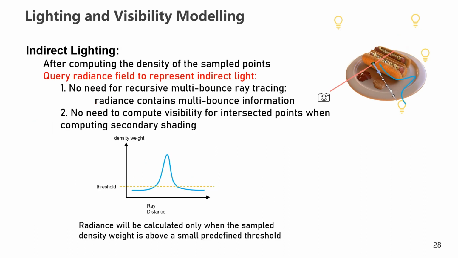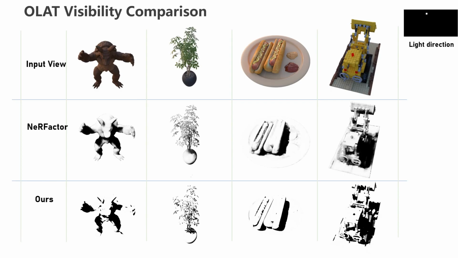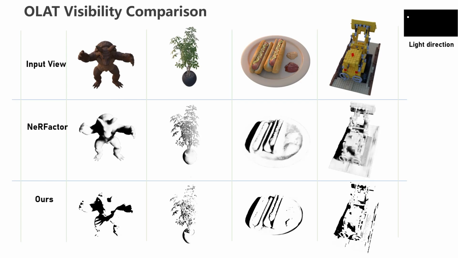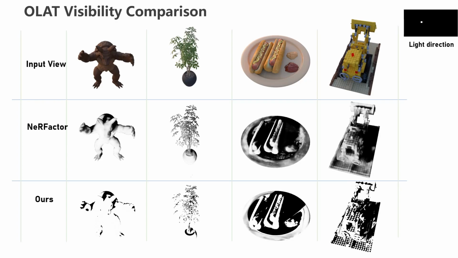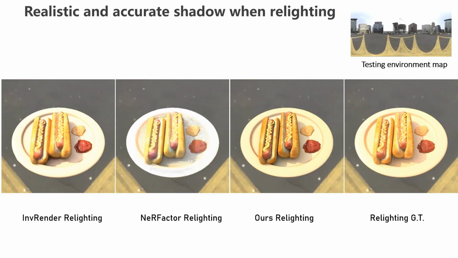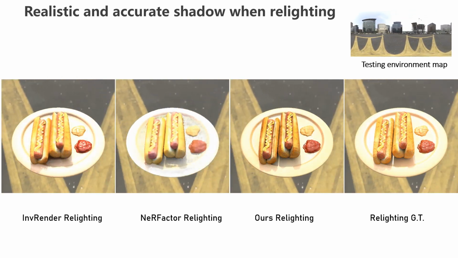For the indirect lighting, we query the color value of the neural radiance field at the sampling points along those incident lighting directions from the previous step and use it as indirect lighting, avoiding the expensive computation of multi-bounces of ray tracing. Compared with previous NeRF-based methods such as NeRFactor that rely on a pre-trained visibility network, our method can get more accurate visibility modeling with less noise. Therefore, we can generate realistic and accurate shadows when relighting.